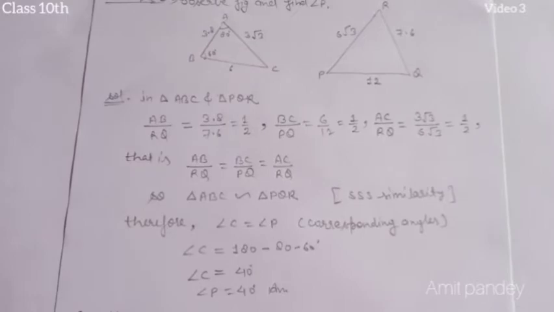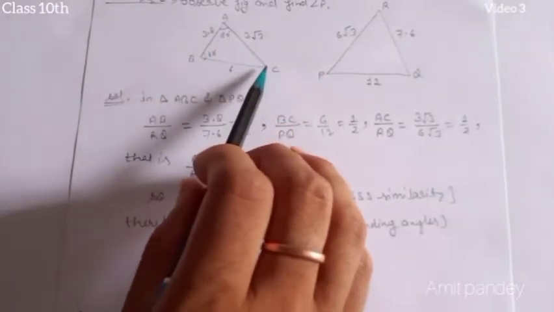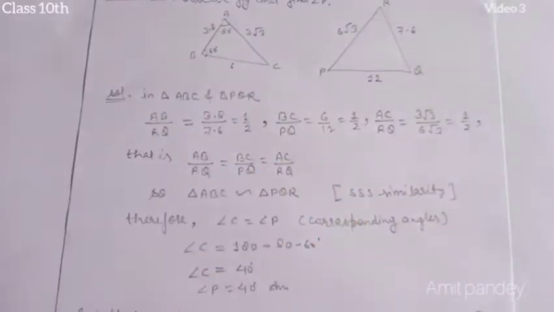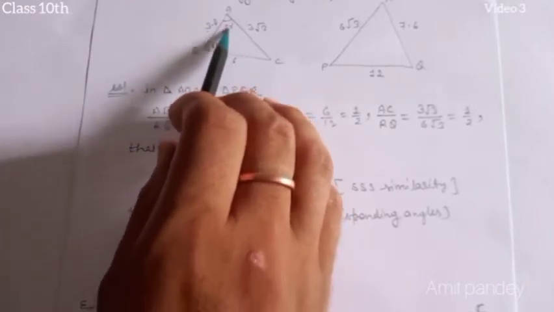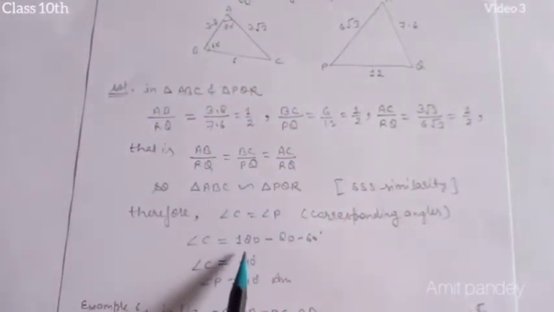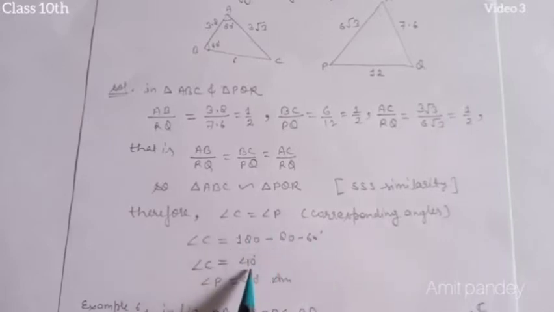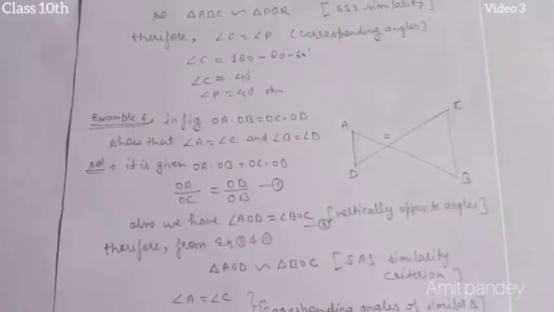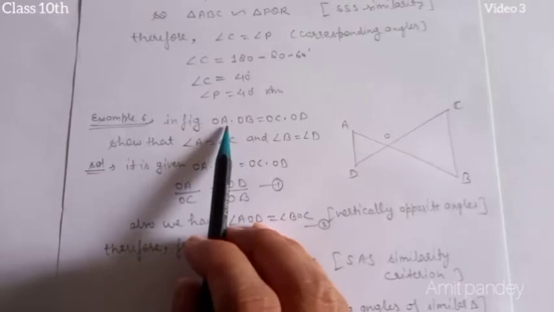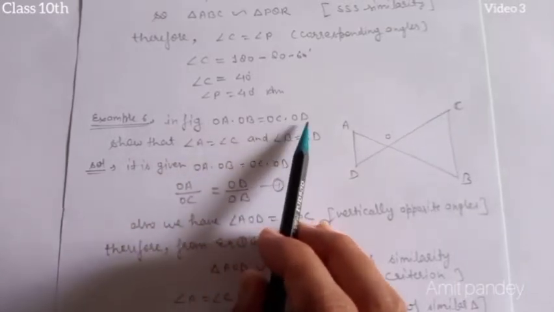So by observing the figure, we obtain that angle C is equal to angle P. Now we don't know the measure of angle C here, so by using the angle sum property, we can obtain angle C. We subtract the sum of the two angles from 180. So angle C is 180 minus 80 minus 60, and after solving this we obtain 40. So angle C is 40, which means angle P is equal to 40 degrees. That is the answer here. Let's do another example, example 6. In the figure, OA into OB is equal to OC into OD.